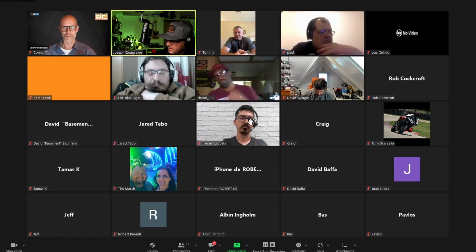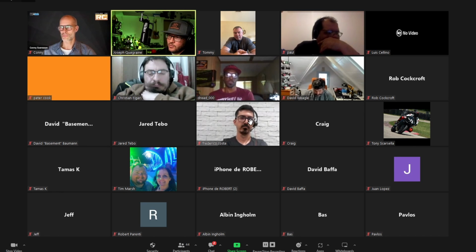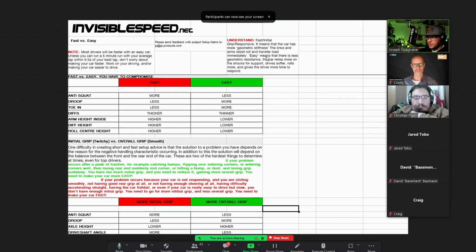And this has to do with initial versus overall grip. So on one page, it explains initial versus overall grip. Can you see this image? So when we talk about initial grip, remember I said if it's a go-kart, there's no suspension. And if there's no suspension, load transfers off tires onto other tires very quickly. When load transfers quickly, that means that you have a lot of initial grip. The car is very responsive.